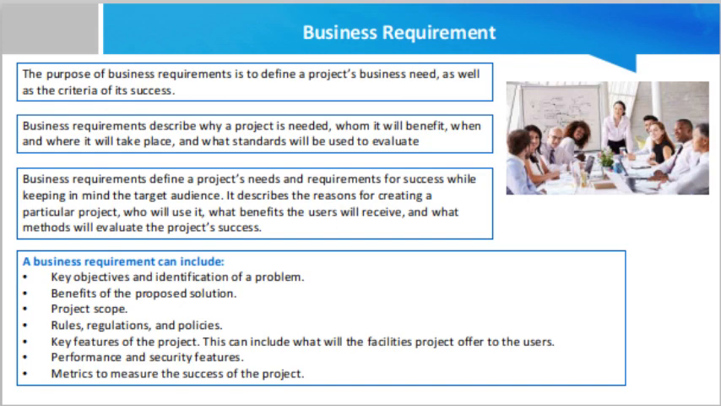So what does a business requirement include? A business requirement includes key objectives and identification of a problem, benefits of the proposed solution, project scope, boundaries, rules, regulations, policies, and key features of the project. This includes what the project will offer to the users, performance and security features, and metrics to measure the success of the project.